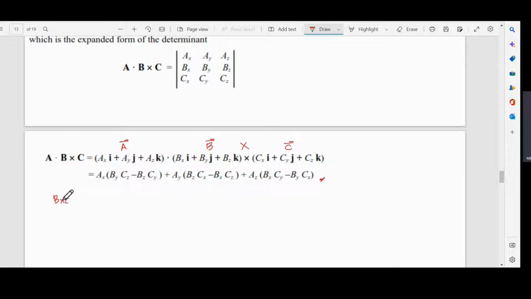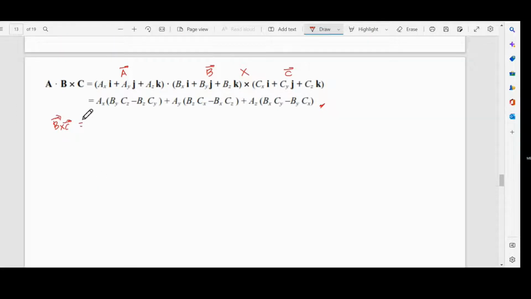So, for the B cross C, sabi natin kanina, gamit lang tayo ng determinant or yung matrix. So, we have here Bx, By, tsaka Bz. And then Cx, Cy, Cz, tapos I, J, K. Then, i-copy natin yung first two columns. So, we have Bx, Bxi, tsaka By, Cy, tsaka J. Kunin natin yung product nito.